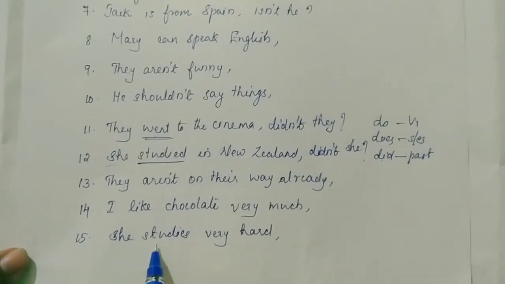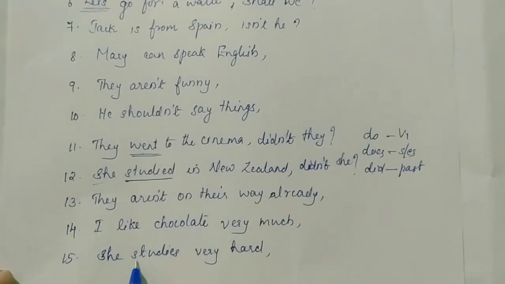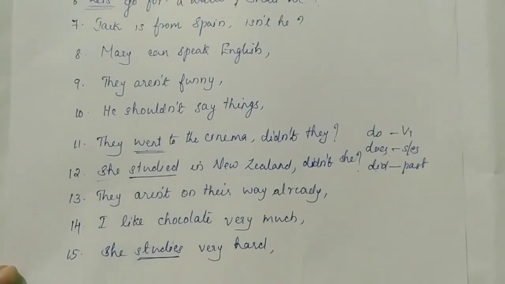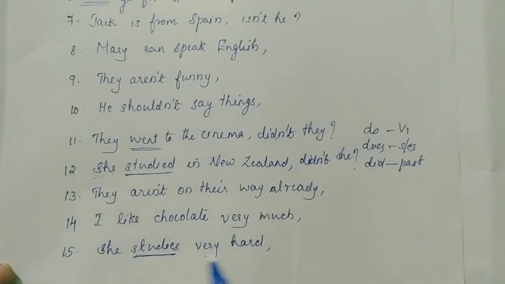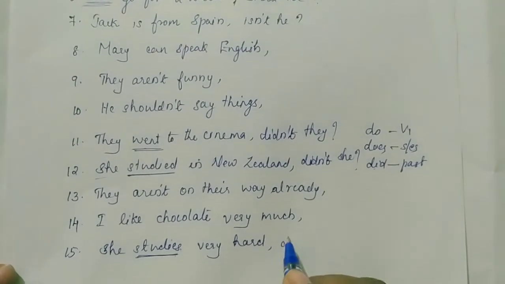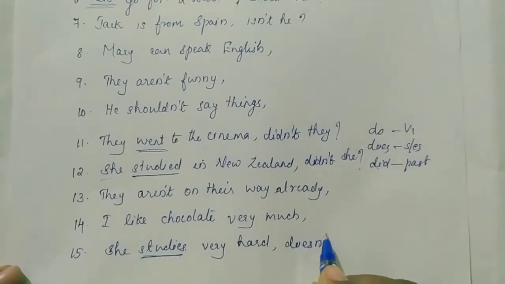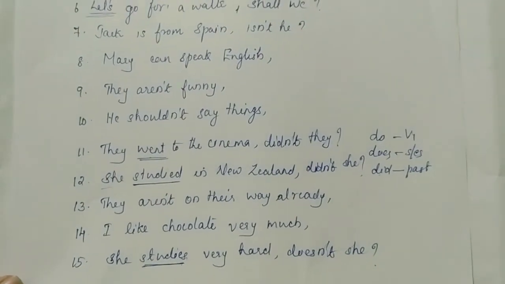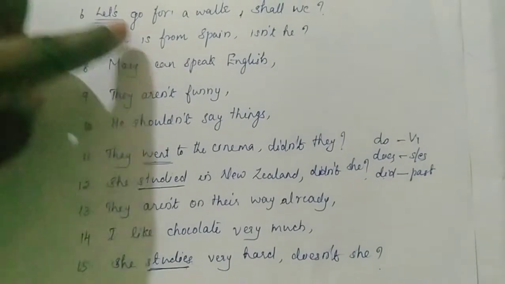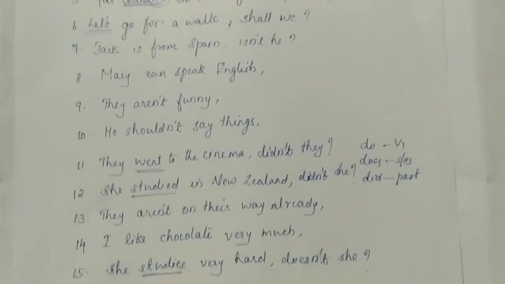The last example we will go. She studies. Studies is S or ES with the verb. So what should we do? Does. Doesn't she? And question mark. Why did I not do more? These all are easy only. So like this you have to practice.